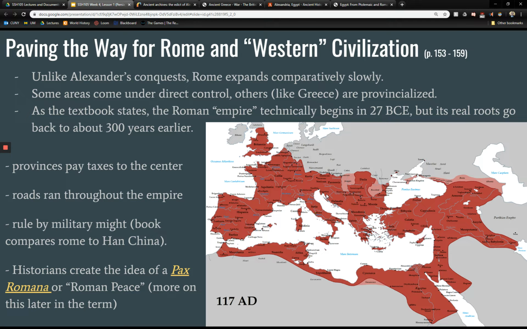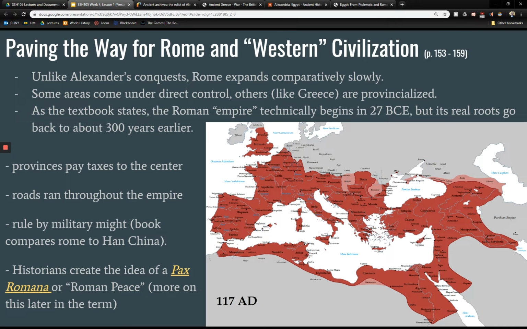Roads run throughout the empire. So as I said earlier, taking an example from the Persians, the Romans build even more roads substantially. And the famous adage, all roads lead to Rome, really comes from this expansion of the Roman road network.